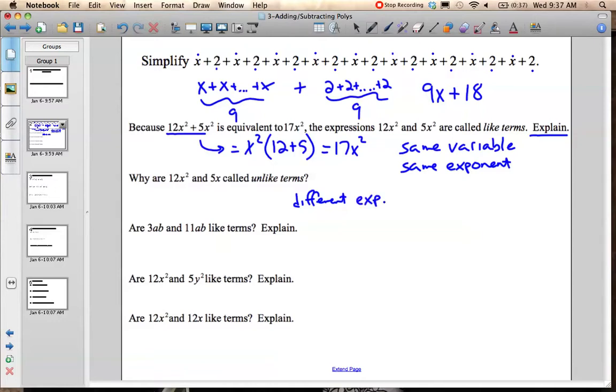Are 3ab and 11ab like terms? I mean, we got a's and b's, but are the variables the same and are the exponents the same? They are like terms. Yes, indeed. How about 12x squared and 5y squared? Same exponents, but they're not like terms because they have different bases, different variables. And finally, 12x squared and 12x. I mean, same coefficients, they're both 12, same variables, but no, different exponents.